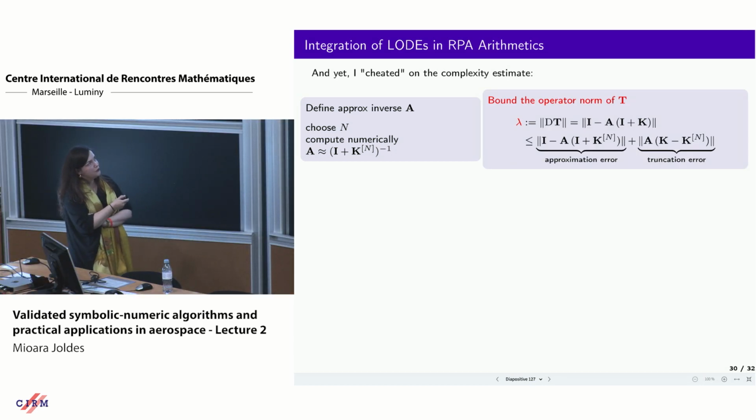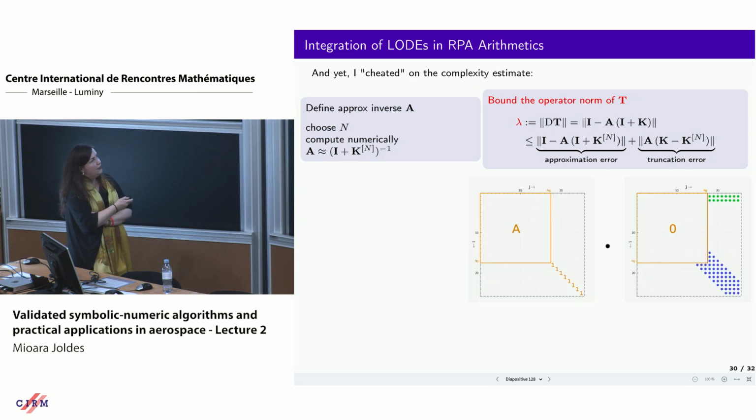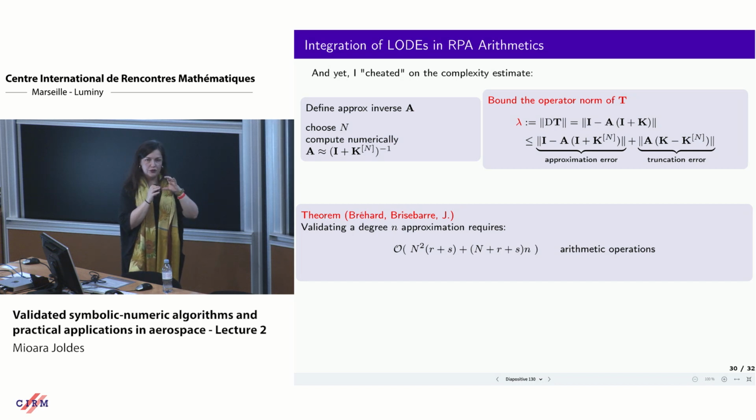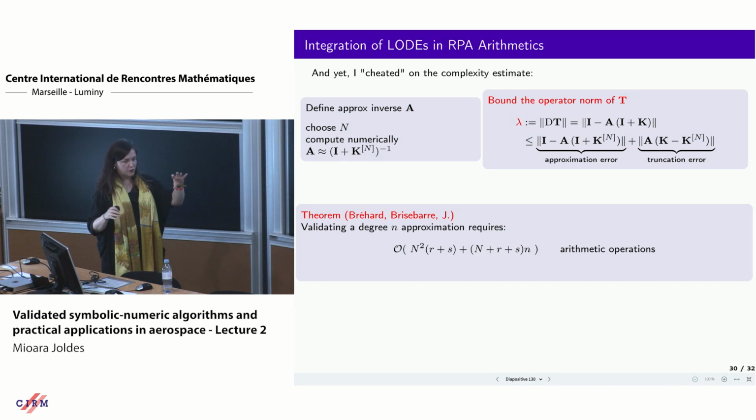as I showed the approximation and truncation error, with respect to this norm, we can prove that indeed we have a bound of this form. So if both A and K are almost bounded, then here we only have n. Otherwise, in worst case scenario, we have n squared. And R plus S are just the bounds on my almost bounded operator.